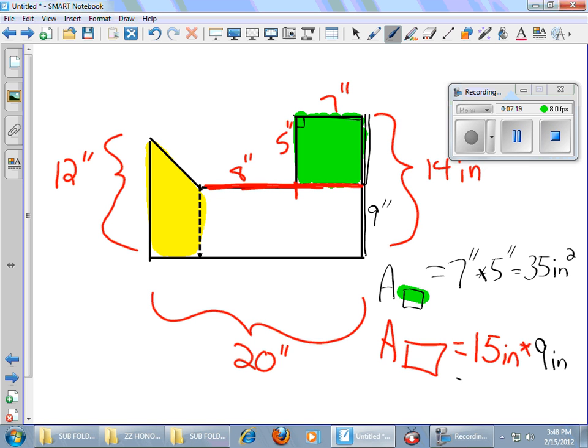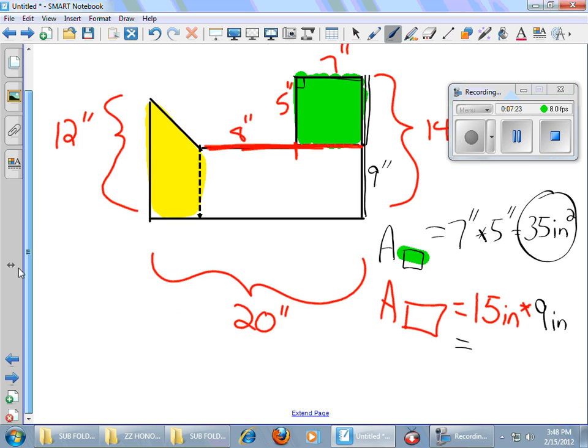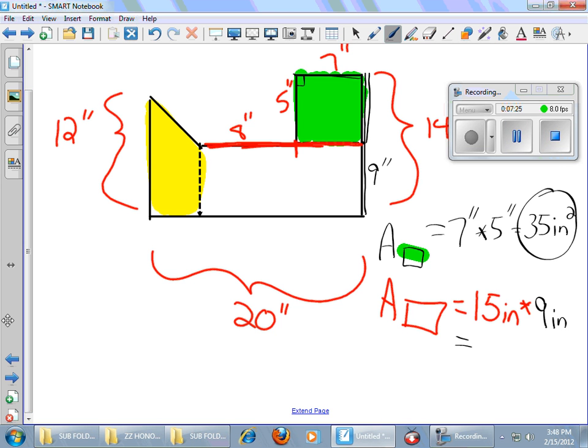The area of that rectangle, by the way, I'm going to circle this one here. The area, 15 times 9, well, if I triple 15, I get 45, and if I triple that, I get 135 inches squared. All right. So 15 times 9, I'm just double checking myself. Yes, 135 inches squared. And I'm going to circle that.